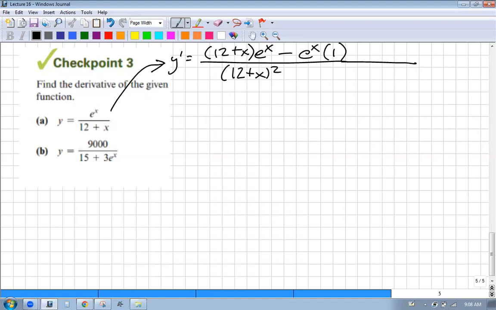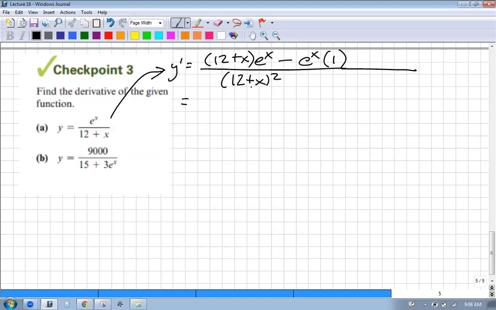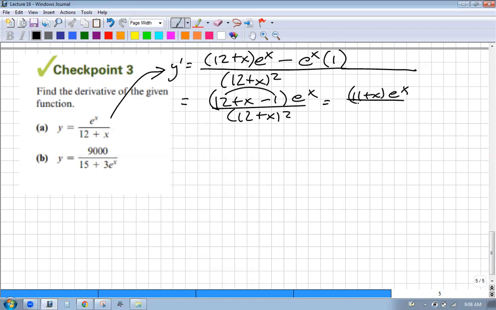All right. And you can clean that up. Like you could factor out this guy, right? If you wanted to, you could be like, okay, I have a 12 plus an x and then a minus 1, both times an e to the x. So you could combine those, right? 12 minus 1 is 11. You might want to write it like that so it's prettier.